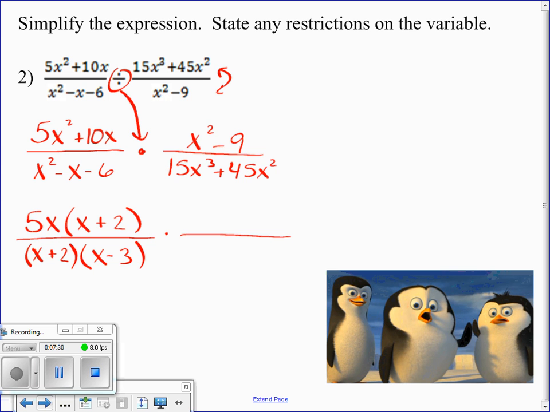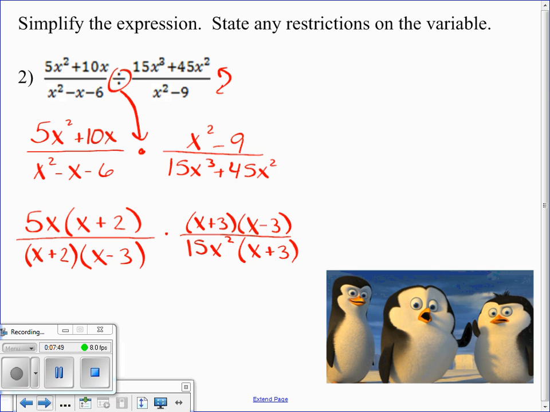Okay, top over here. X plus 3, x minus 3. And the bottom? 15x squared, x plus 3.